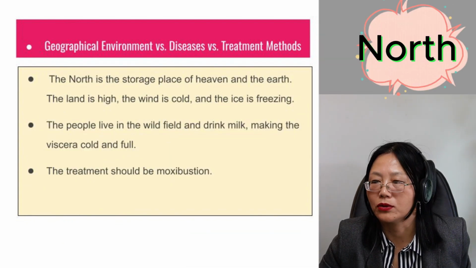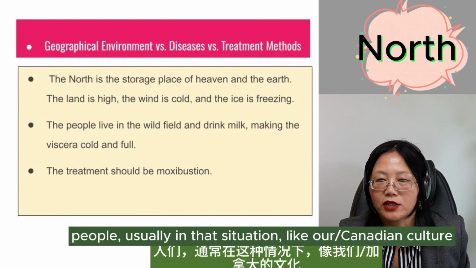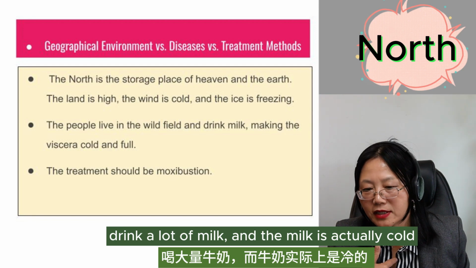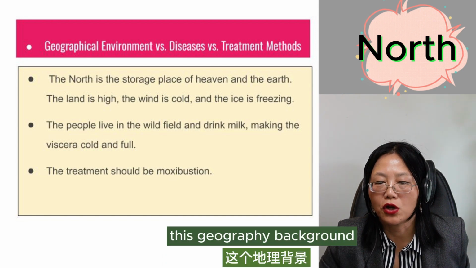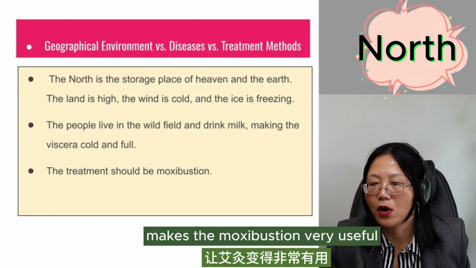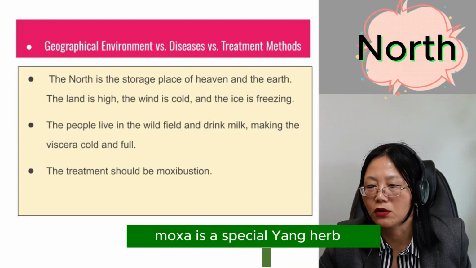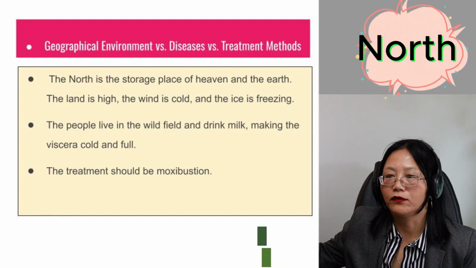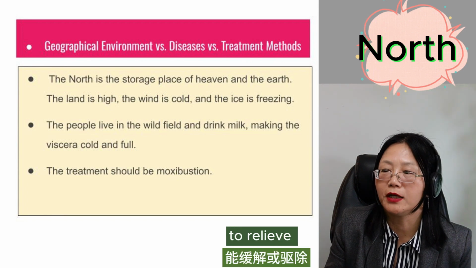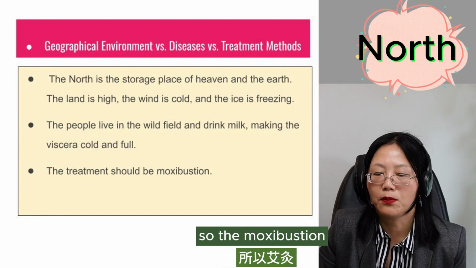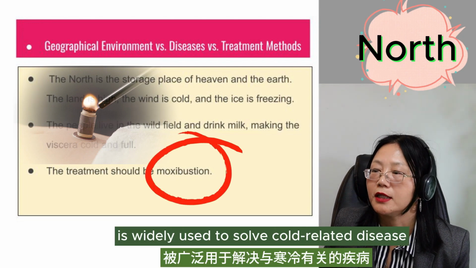In the north, it's cold. When the weather is cold, people usually drink a lot of milk, and the milk is actually cold. It will make our viscera cold and full. This geographical background makes moxibustion very useful. Moxa is a special yang herb. It's similar to the yang of the sun. While you're doing moxibustion, it helps to relieve and expel the coldness. Moxibustion is widely used to solve cold-related diseases.